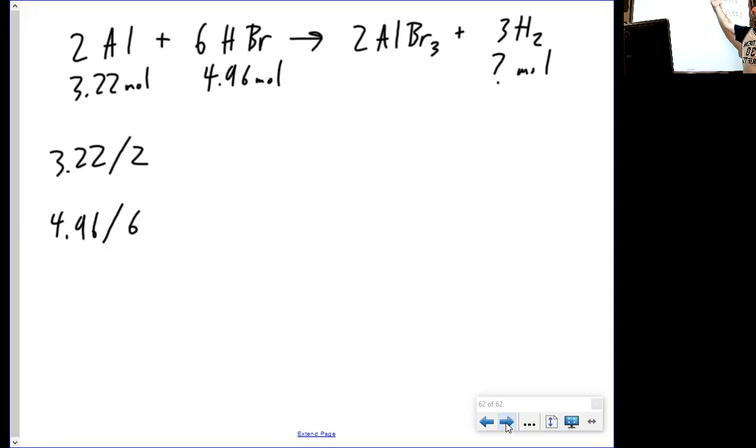What's your limiting reactant? Matthew, Martin, Derek, Ashley. 50-50 shot.